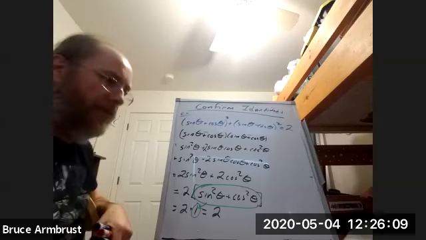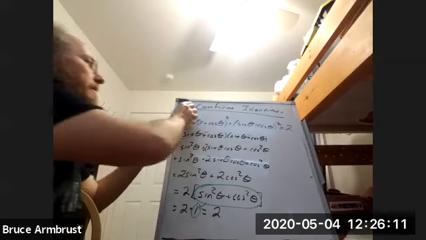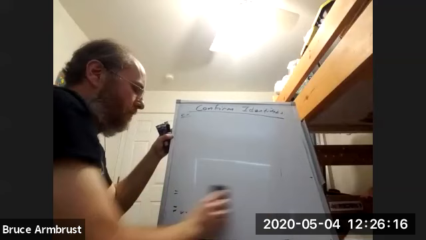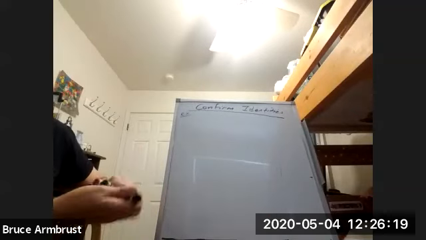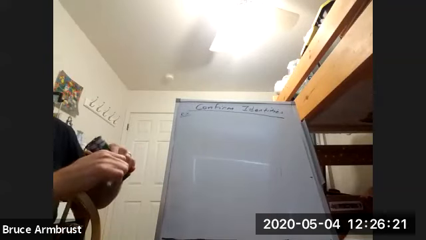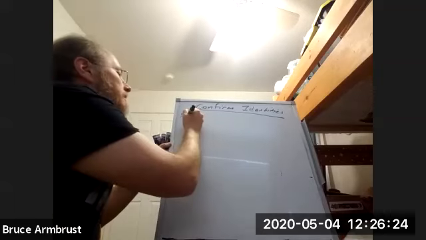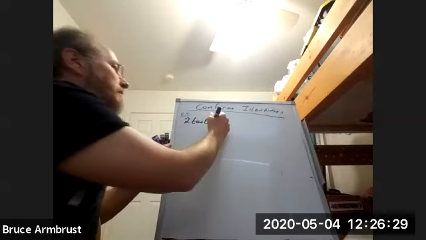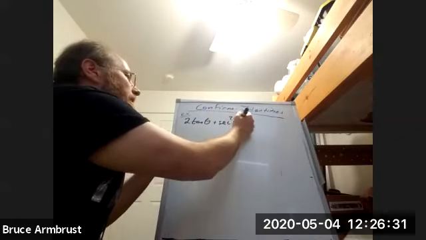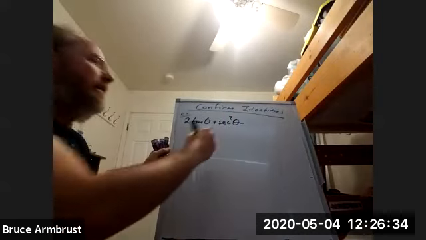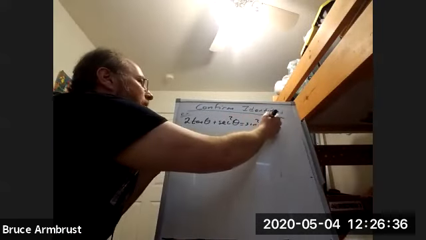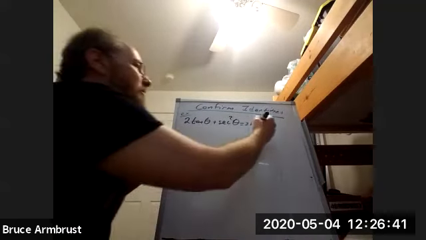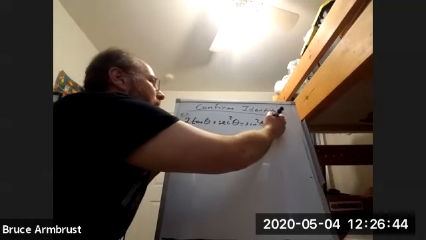All right, so let's try another one. Let's look at this guy. So let's say we've got 2 tangent of theta plus secant squared theta is equal to sine squared theta times, in parentheses, secant plus cosecant squared.